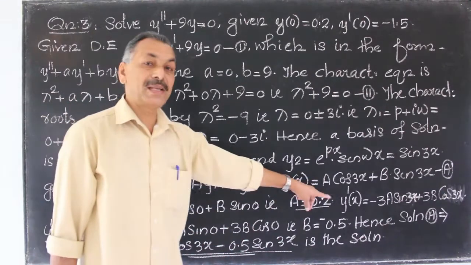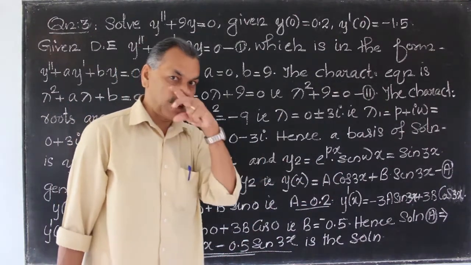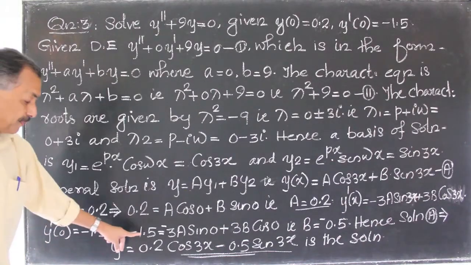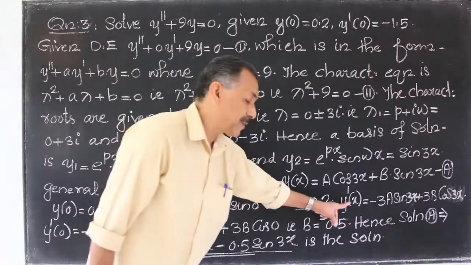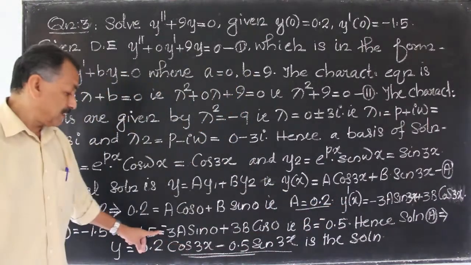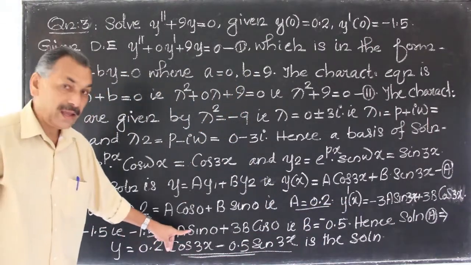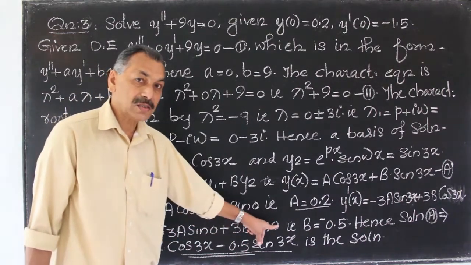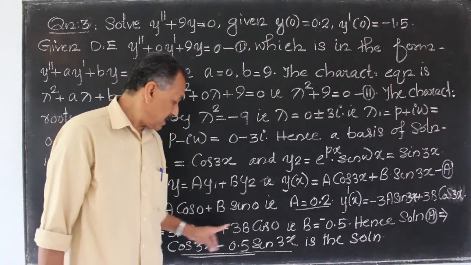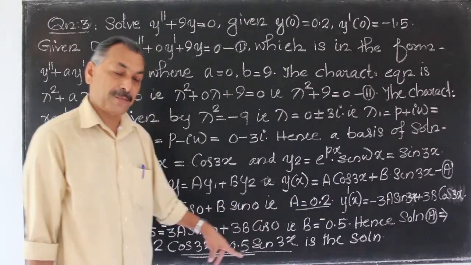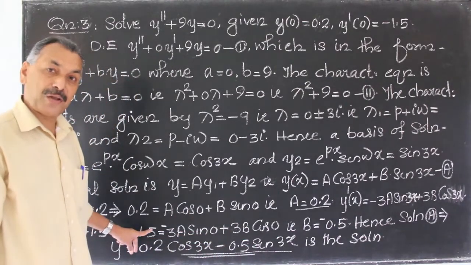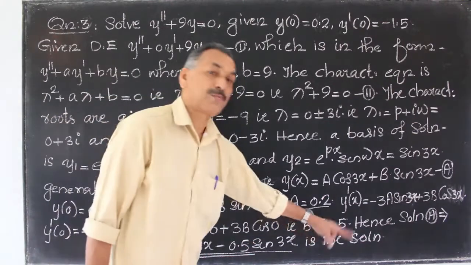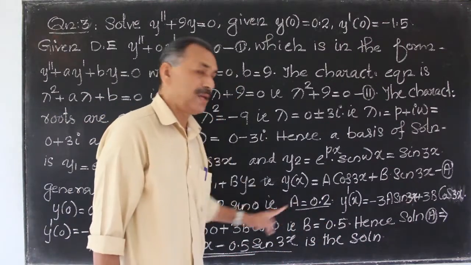That means y dash is minus 1.5 when x is 0. That is y dash 0 is equal to minus 1.5. Substituting, minus 1.5 is equal to minus 3a sin 0 plus 3b cos 0. The value of sin 0 is 0 and cos 0 is 1. That is 3b is equal to minus 1.5, or b is equal to minus 1.5 divided by 3 is equal to minus 0.5. We got a and we got b.